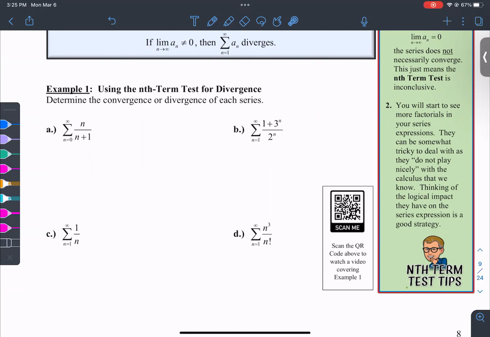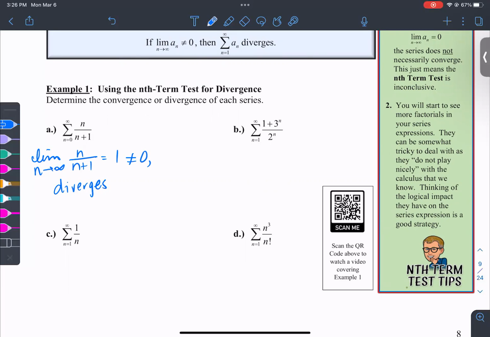So looking at number 1a, we have the sum from 0 to infinity of n over n plus 1. Our nth term test is where we take the limit as n approaches infinity of our expression. That expression is a polynomial over a polynomial. They have equal exponents, or equal power, so we use a fraction of their coefficients and just get 1. Since 1 is not equal to 0, we can say that this diverges by the nth term test.